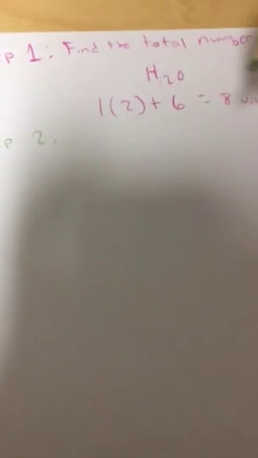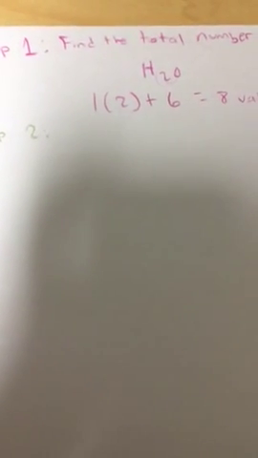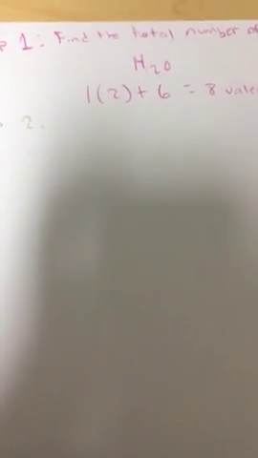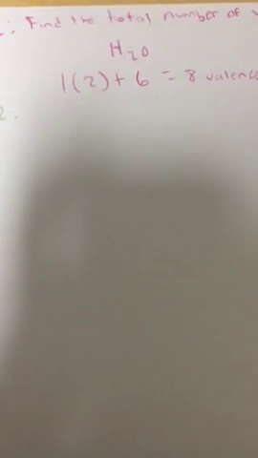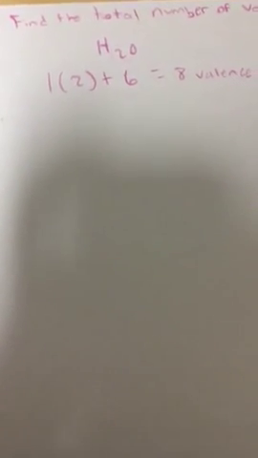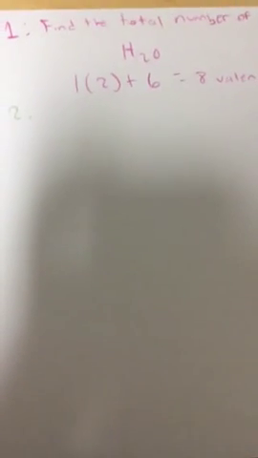So now, for step 2, we put the least electronegative atom in the center. And we know it's the least electronegative atom because if we look at the periodic table, fluorine is the highest.